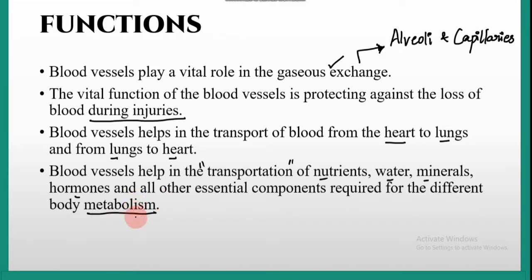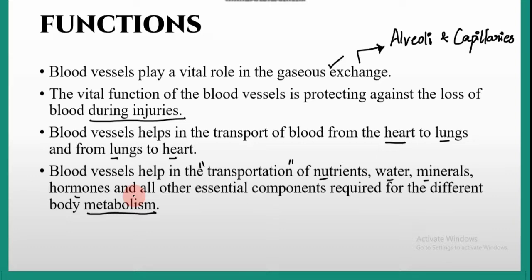We know that in our body a number of chemical reactions are taking place. When I say chemical reaction, there will be a need for different components for it, right? All these components are transported through the blood vessel. Metabolism is nothing but the set of chemical reactions happening in our body. These are the common functions of blood vessels. I didn't take any specific blood vessel; as a whole, in general, these are the different functions of blood vessels.